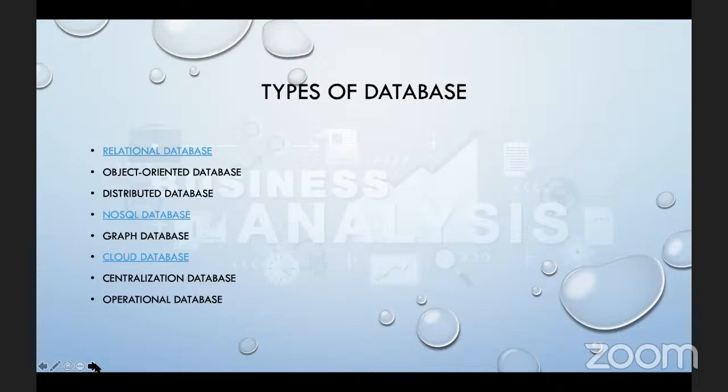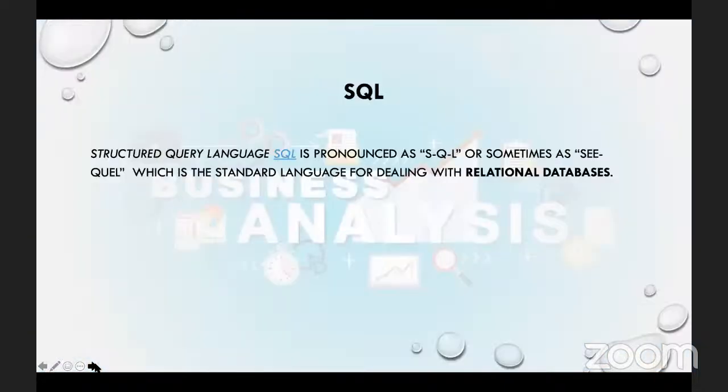I think AWS maybe has the biggest market share, followed by Microsoft Azure, and maybe followed by GCS, Google Cloud Services, in that order. And then we have NoSQL database structures. I want you guys to take note. So these are the popular types of databases that we have: relational databases, object-oriented database, distributed database, NoSQL database, graph database, cloud database, centralization database, operational database. Moving on.